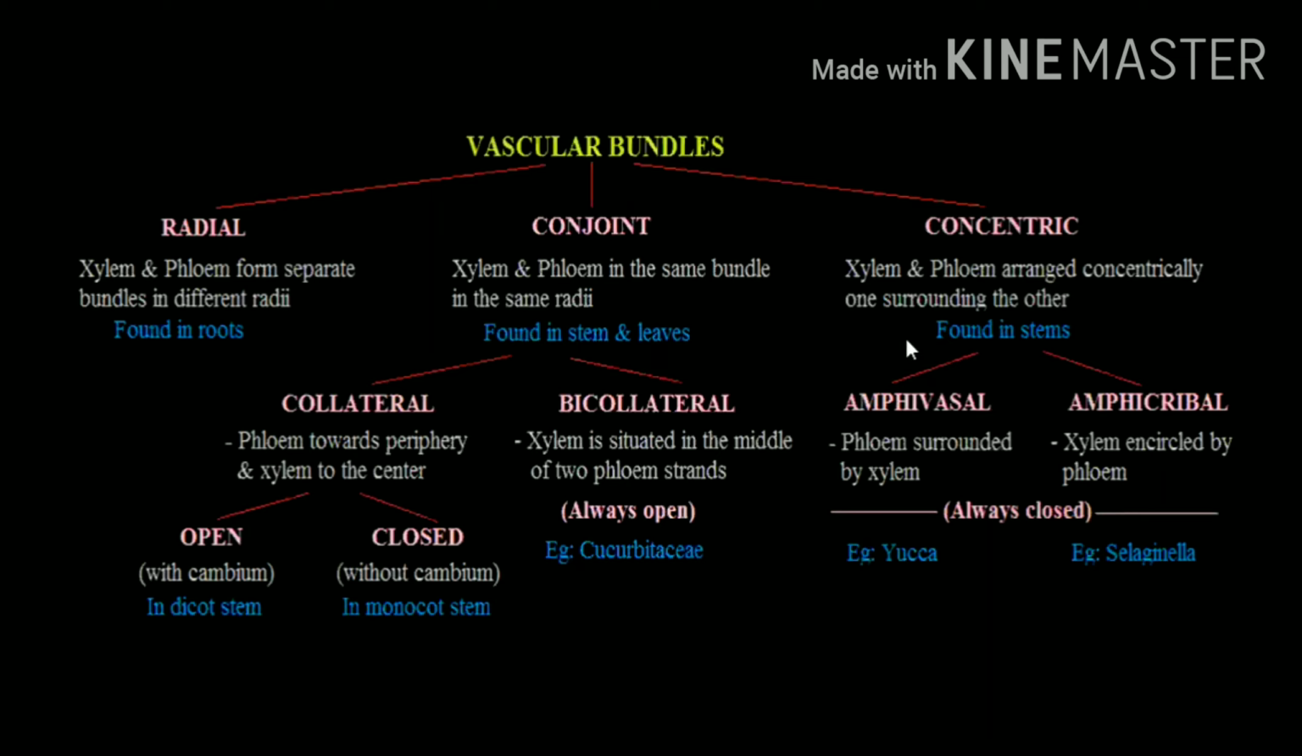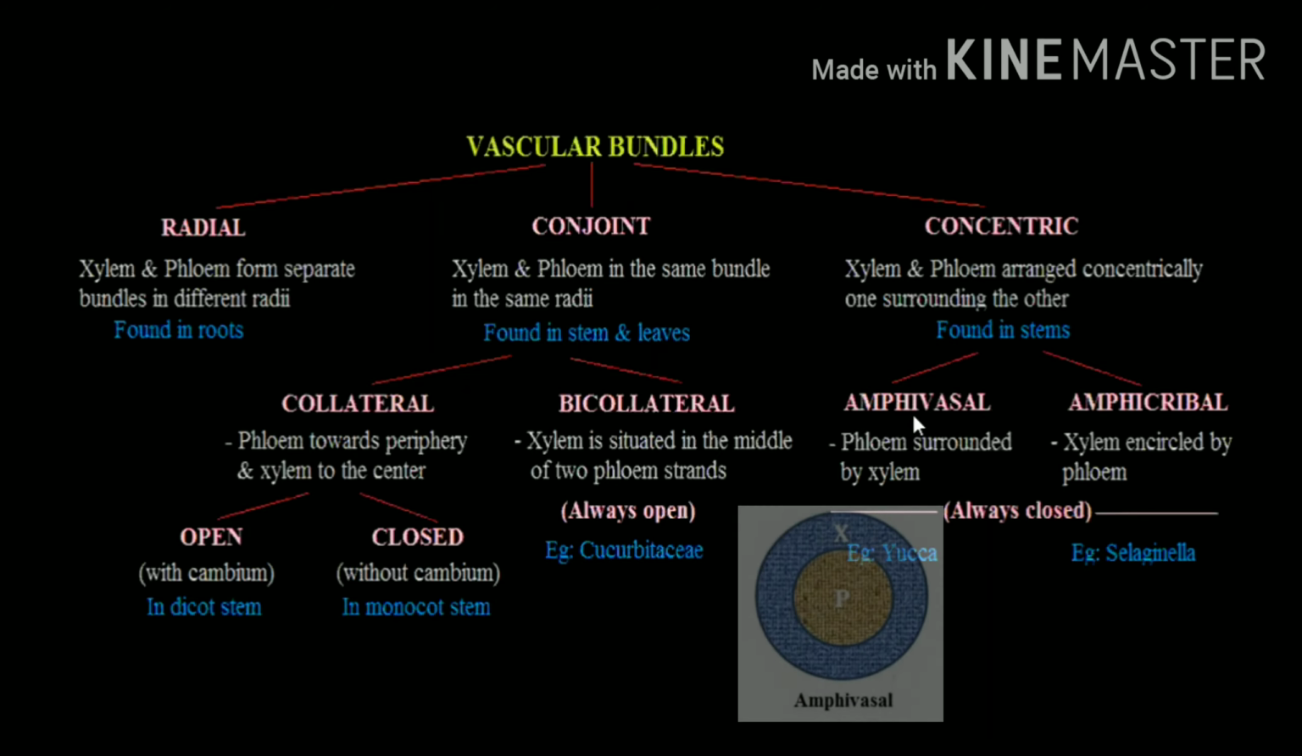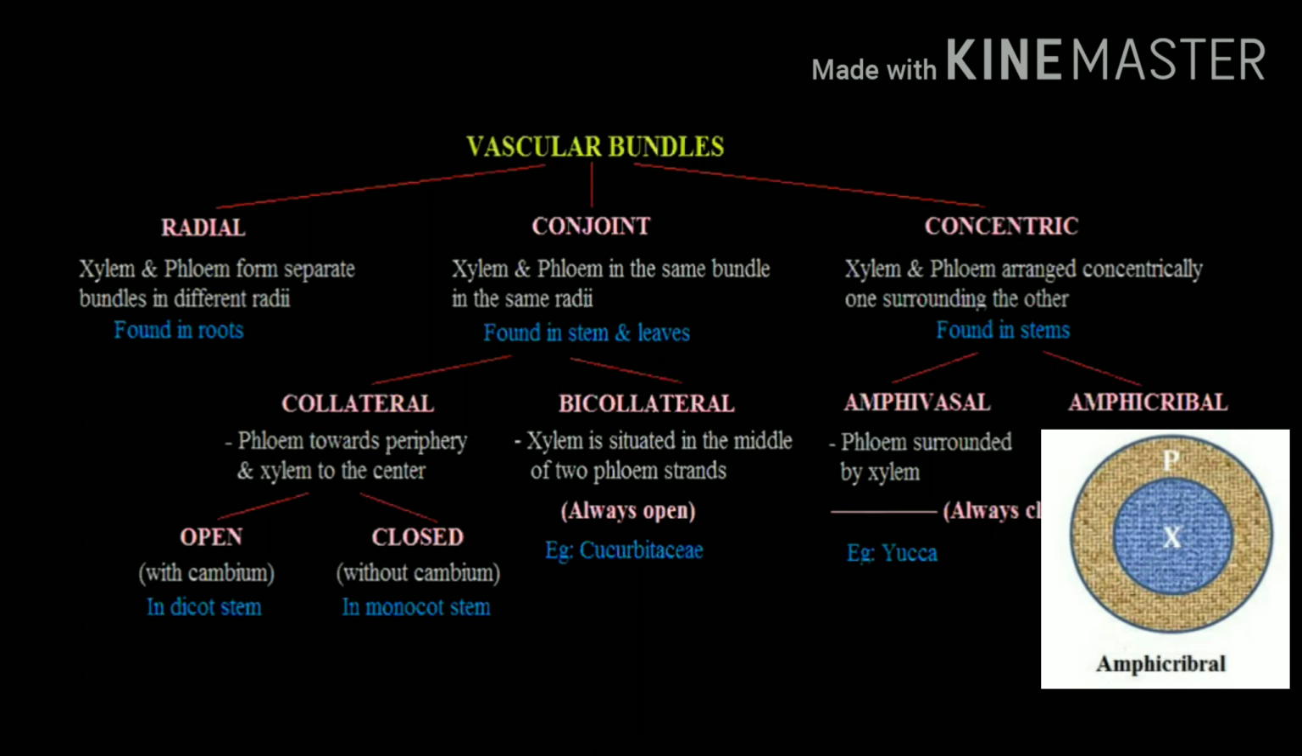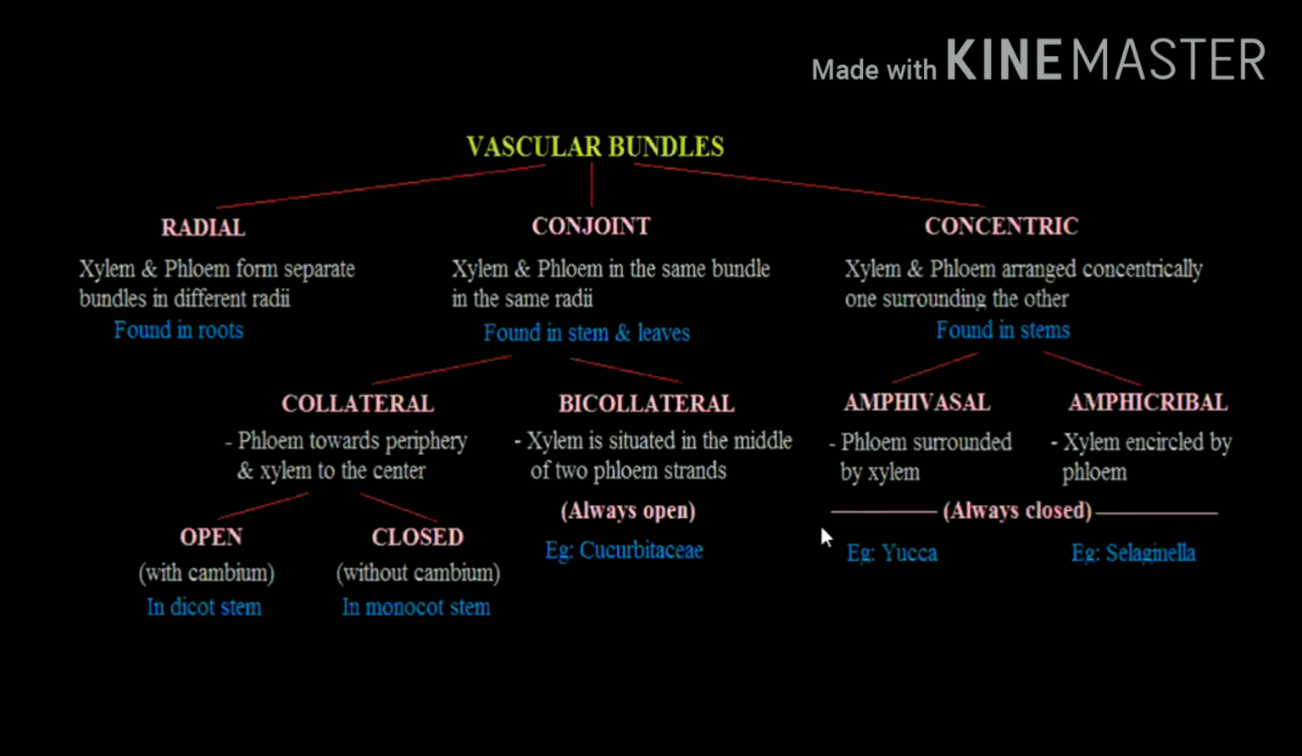Concentric vascular bundles can be of two types. They are amphivasal or amphicribal. Amphivasal is the condition in which phloem is surrounded by xylem, and amphicribal is vice versa, that is, xylem is encircled by the phloem. In these two conditions, they are always closed. They have no cambium. The examples for amphivasal are Yucca and Dracaena. And the amphicribal type of vascular bundle is seen in Selaginella.